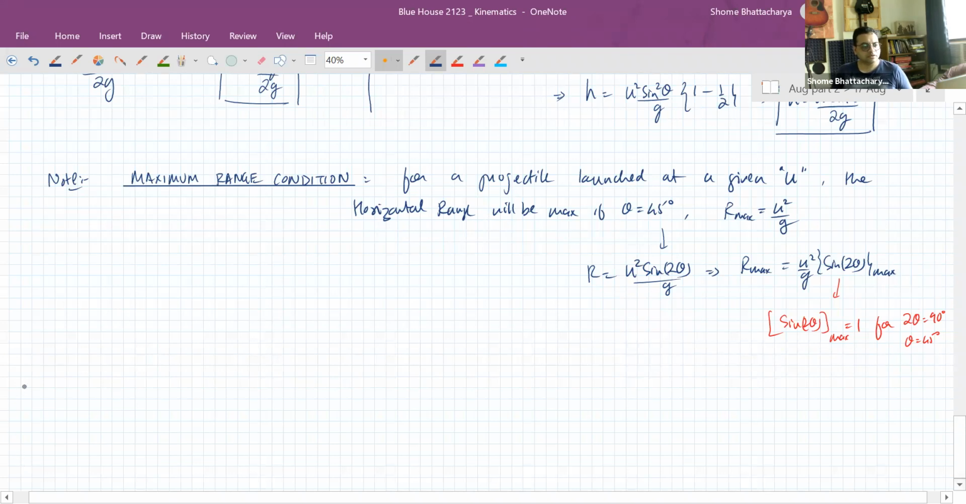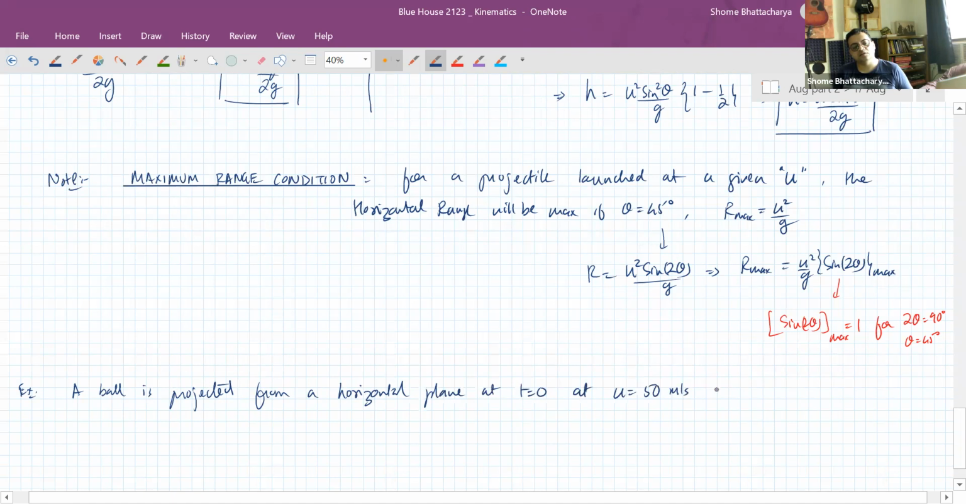Okay, so let's look at our first example of a numerical problem. A ball is projected from a horizontal plane at t equal to 0 at a speed of 50 meters per second and angle of projection 37 degrees with respect to horizontal.